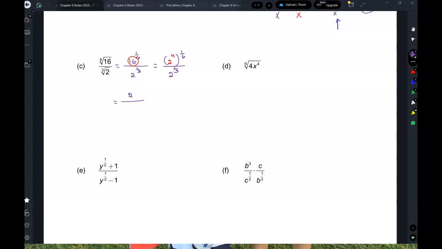So now what do I got? 2 to the power of 4 over 6, 2 to the power of 1 over 3. So that's 2 to the power of 2/3, 2 to the power of 1/3. Now what do I do? You can subtract 2 to the power of 1/3, right? So I get cube root of 2.